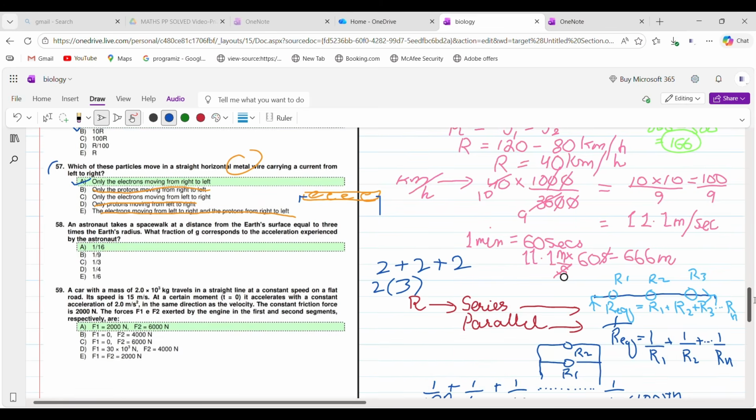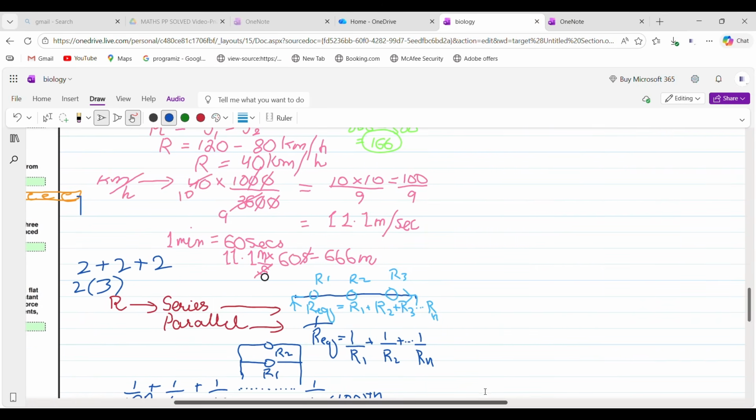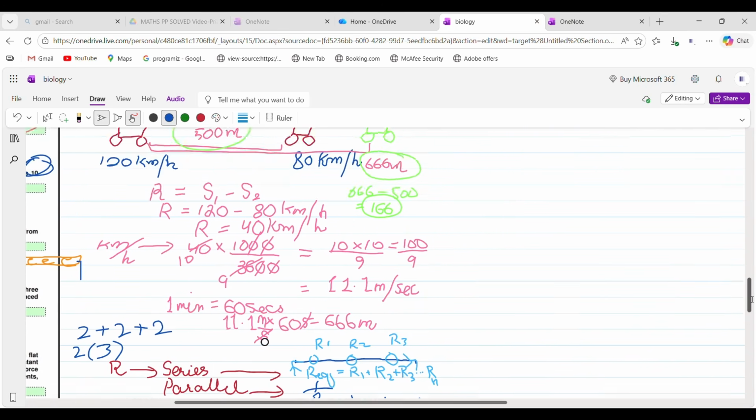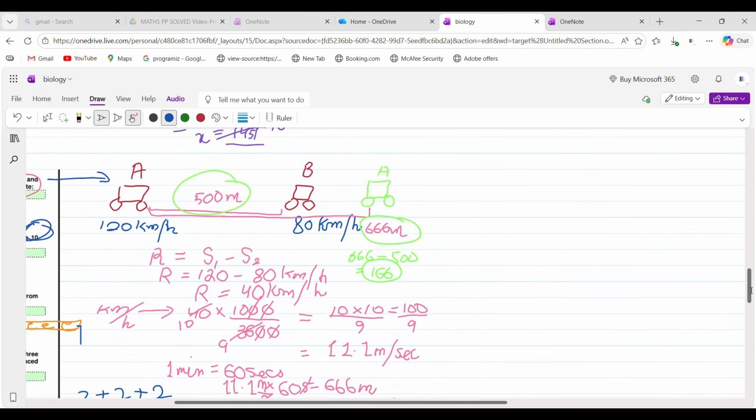Let's solve the 58th MCQ now. An astronaut takes a spacewalk at a distance from the Earth's surface equal to 3 times the Earth's radius. What fraction of g corresponds to the acceleration experienced by the astronaut? Again, a very simple question, no rocket science at all. We're going to solve it. For solving it, we must understand a few basic things.